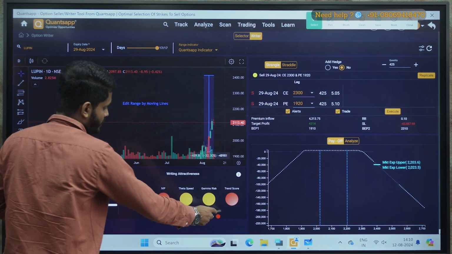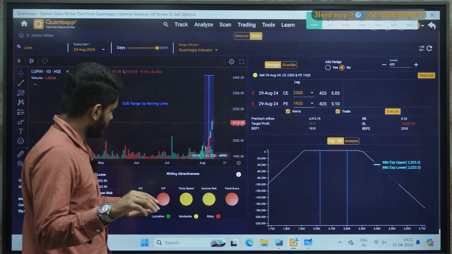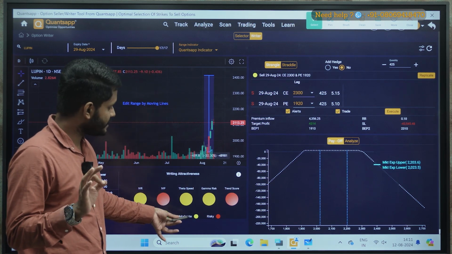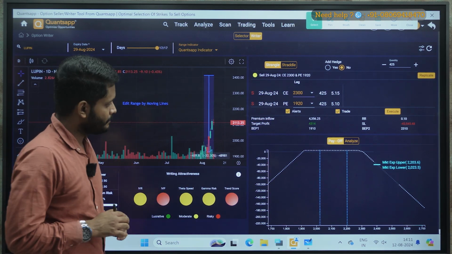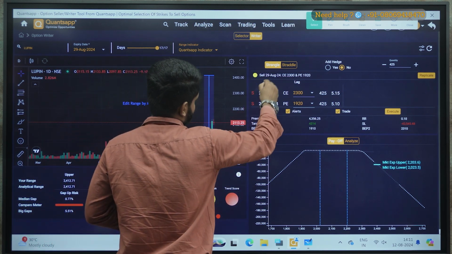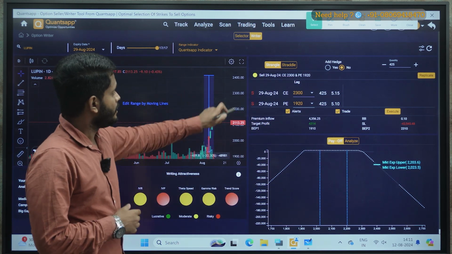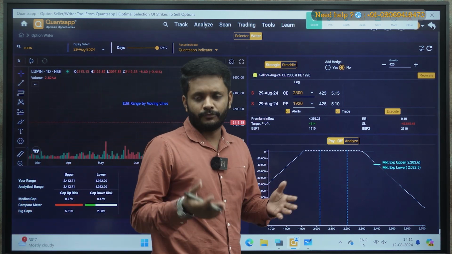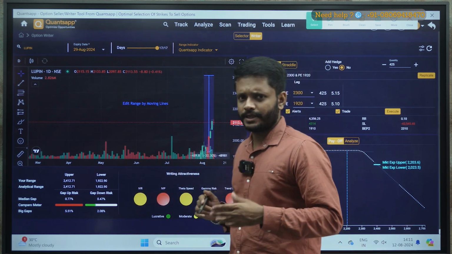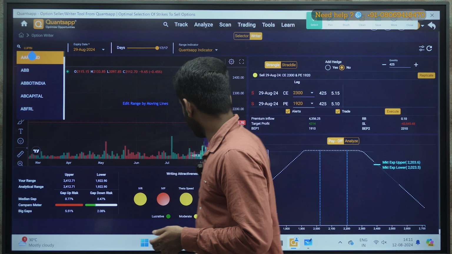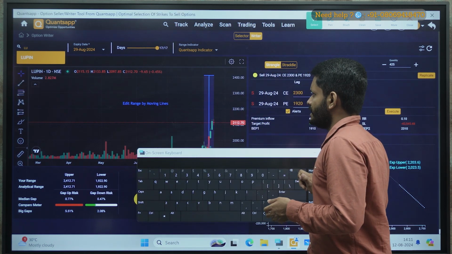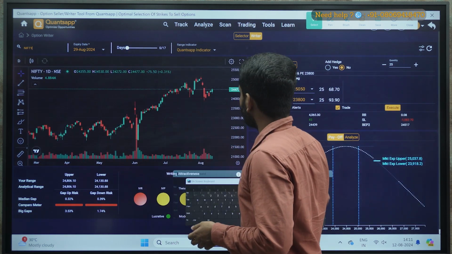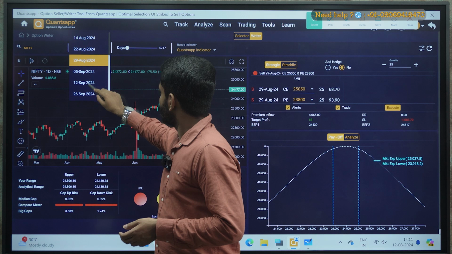Here at the bottom, there are three signals: lucrative, moderate and risky. If the signal is green, it is lucrative. If the signal is yellow, it is moderate. If it is red, it is risky. Here you are supposed to check the overall signal, which is yellow, that is, moderate. So if you are a slight risk taker, you can go with it, or else you can avoid it as well. You can check for any stocks. Let me go and check for Nifty. Again, say 29th August.